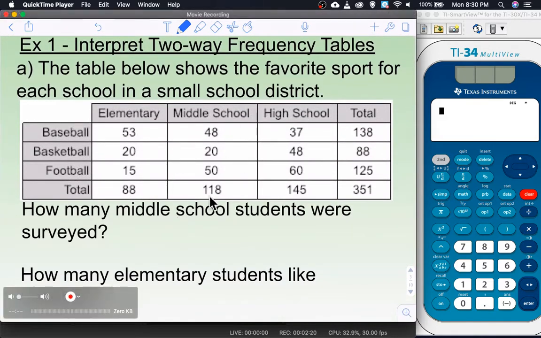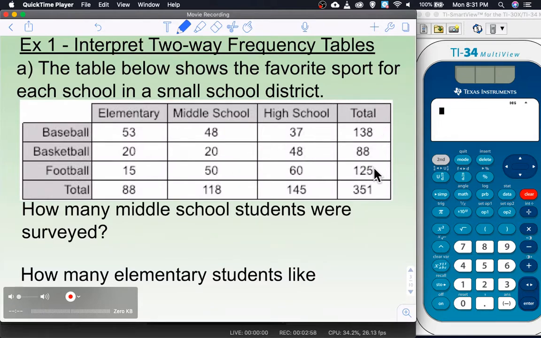So this is what a two-way frequency table looks like. It's a big old chart with units on the top, units on the side. Here it says the table below shows the favorite sport for each school in a small school district. Just looking at this, things we could figure out, like 20 kids in elementary school like basketball. So this 20 is the elementary basketball people who like that. This 50 is middle school football. So there's 50 kids in this middle school that like football.